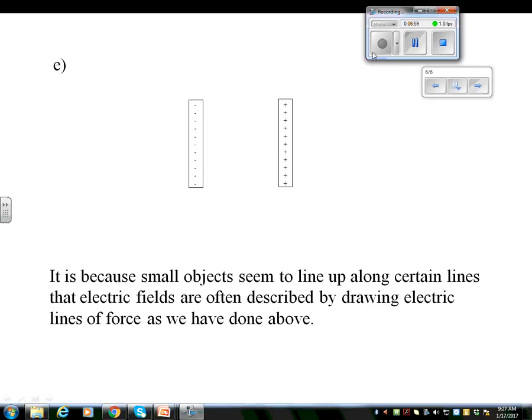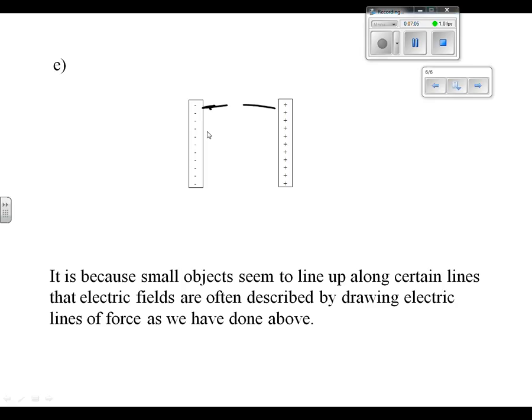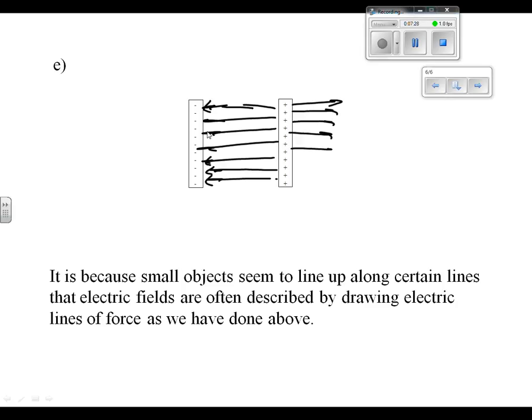Oddly enough, we got positive on the right, we got negative on the left. So we're going to go away from positive. And these lines should be relatively the same distance apart, equidistant, because the electric field is uniform throughout. The density, the distance between them is the same. Okay? So those are all like that. And then over here, same idea. Towards, towards, towards.